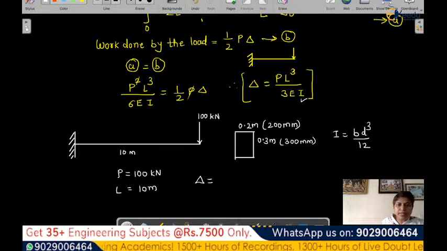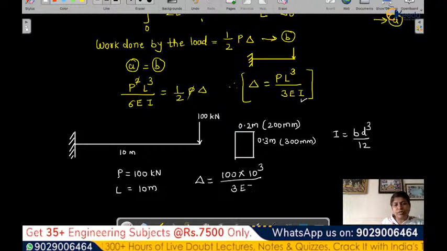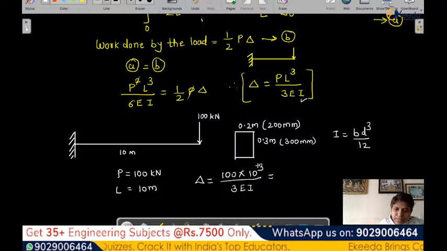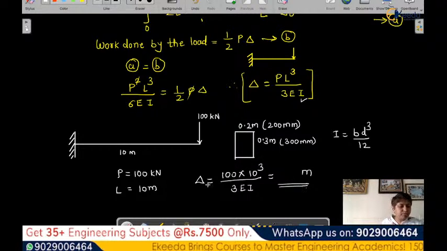So here delta is equal to PL cubed by 3EI, where P is 100 kilonewton and L is 10 cubed. Whatever value is given, that will be your answer. When you do the calculation, that will be your deflection. Because the 10 is in meter, I also we have to convert into meter. So the same unit will be there, and finally you will get some answer for deflection in meter. Okay, so this is one question.